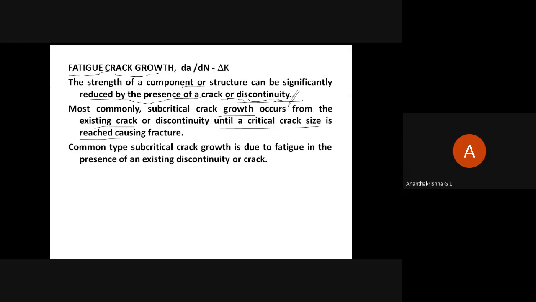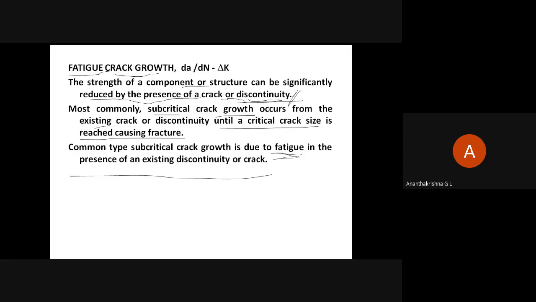Commonly, subcritical crack growth occurs from an existing crack or discontinuity until a crack size is reached causing fracture. This is again the same as above. A common type of subcritical crack growth is due to fatigue in the presence of an existing discontinuity or a crack. This we have been learning for a long time now. That is linear elastic fracture mechanics, where we assume the presence of a crack. Subcritical crack growth is essentially due to fatigue or repeated loading cycles.